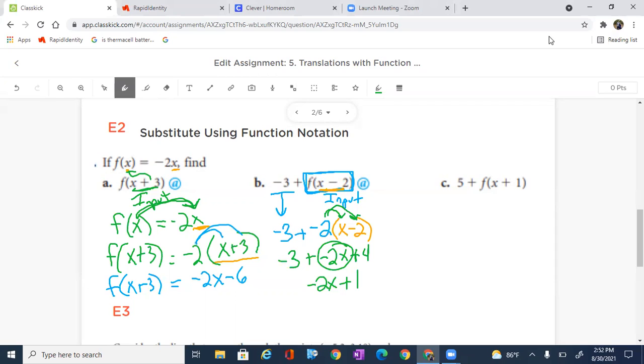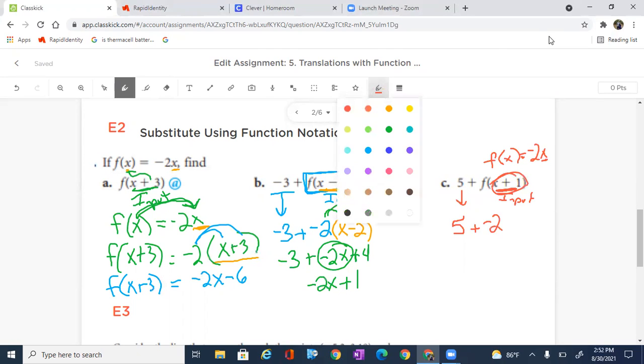Now we go over to C, and it is exactly the same as B. The x plus 1 is only in the place of where f of x is. So this is now our new input. Okay, and that just means that 5 stays where it's at. And instead of putting an x here, I'm going to put x plus 1. So that's what I'm going to write, plus negative 2, and where that x was at, I'm going to write x plus 1.